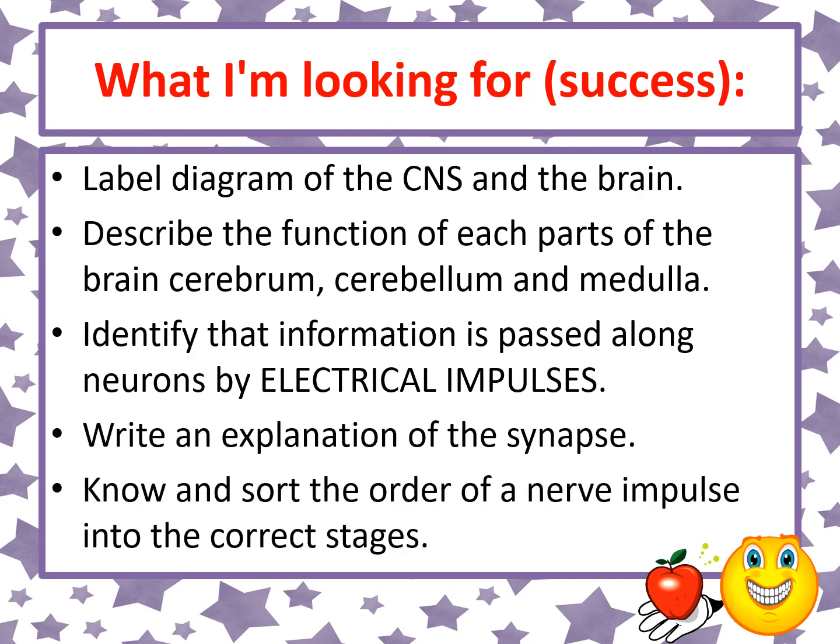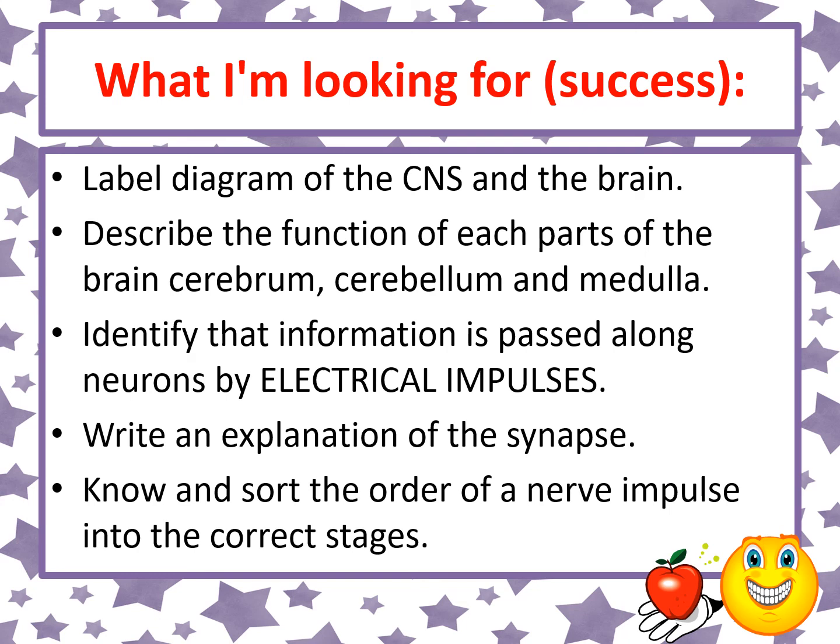We have now come to the end of the lesson, so you should be able to label the diagram of the CNS and label the diagram of the brain. You should be able to describe the function of each part of the brain, so the cerebrum with its conscious thoughts, the cerebellum with its balance and coordination, and the medulla with its automatic processes like breathing and heart rate. You should be able to identify the information as passed along neurons in electrical impulses.